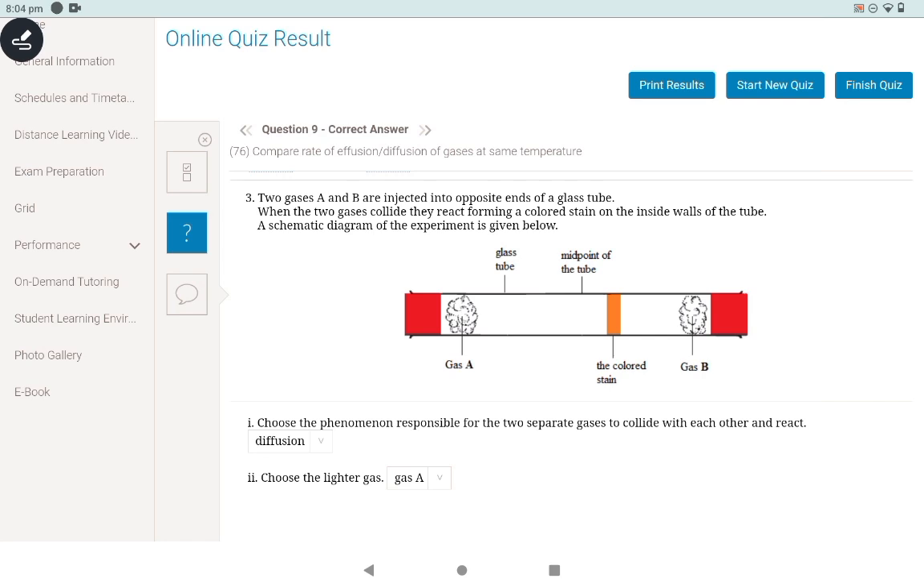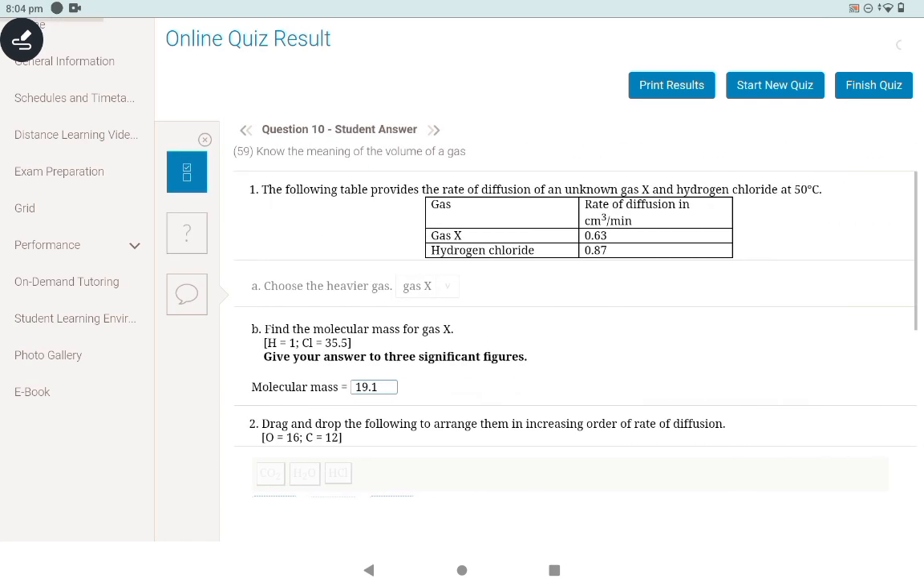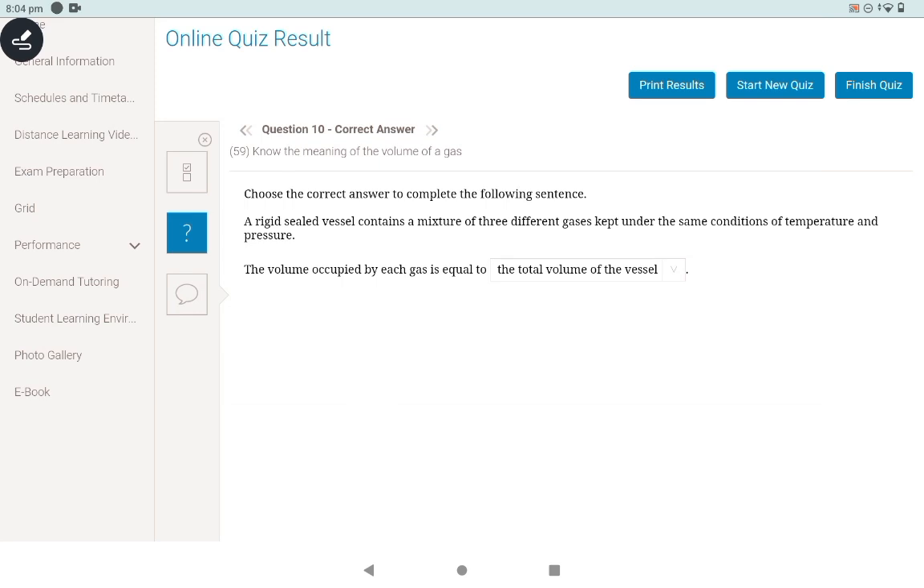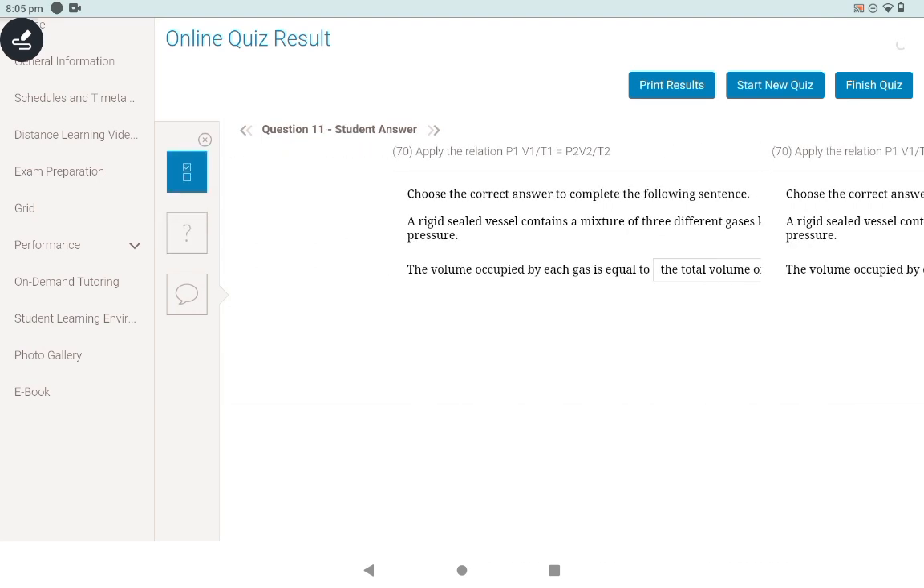Now, the phenomenon responsible for this is diffusion. As we said, they collide with each other and react. This is also a definition: the volume occupied by each gas is equal to the total volume of the vessel.